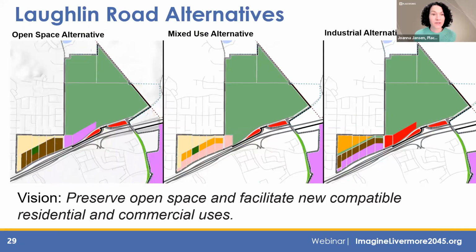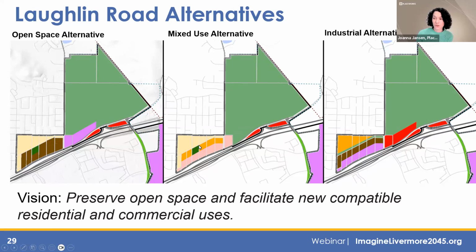Instead, we are considering changes that under all three of the land use alternatives would preserve most of this area in open space. That's all of the green shade that you see here. Then closer to 580 and Laughlin Road, there's some different configurations of possible land uses. The open space alternative would add single family and high density multifamily units in this area, and then industrial and highway commercial closer to the interchange.